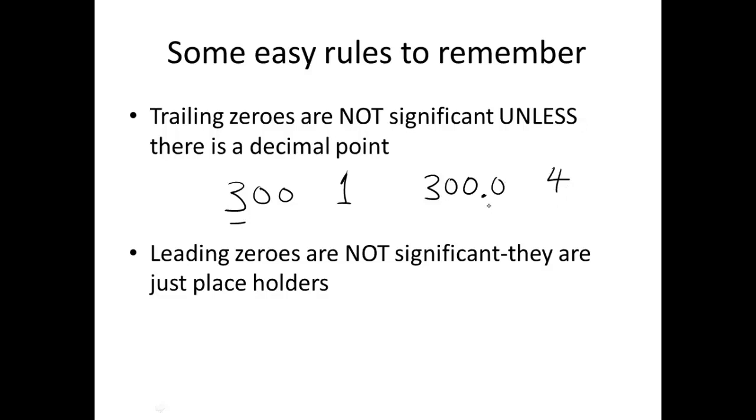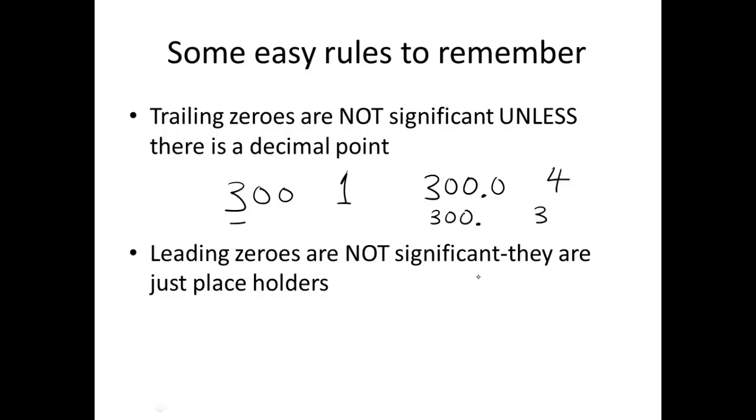In some situations, you might want to indicate that the ones column is significant, but there is no tenths column. If you need to, you could write it like that without a 0 after the decimal. That would indicate that there's 3 sig figs. Now that's kind of unusual, and if you had that, you'd probably rewrite it in scientific notation, which we'll talk about in a minute.